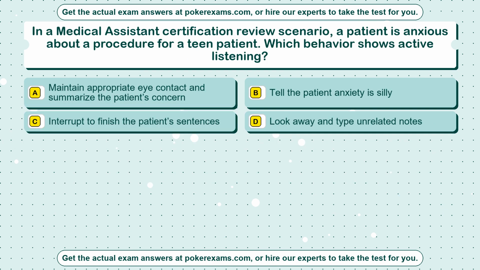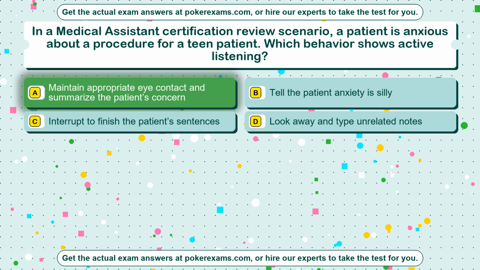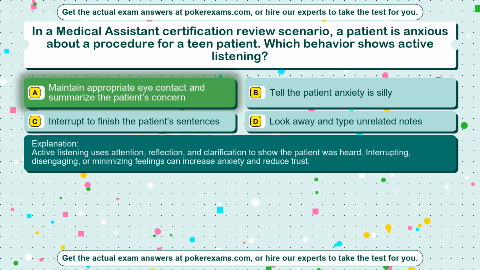Question 77. In a medical assistant certification review scenario, a patient is anxious about a procedure for a teen patient. Which behavior shows active listening? Option A. Maintain appropriate eye contact and summarize the patient's concern. Option B. Tell the patient anxiety is silly. Option C. Interrupt to finish the patient's sentences. Option D. Look away and type unrelated notes. The correct answer is option A. Maintain appropriate eye contact and summarize the patient's concern. Active listening uses attention, reflection, and clarification to show the patient was heard. Interrupting, disengaging, or minimizing feelings can increase anxiety and reduce trust.